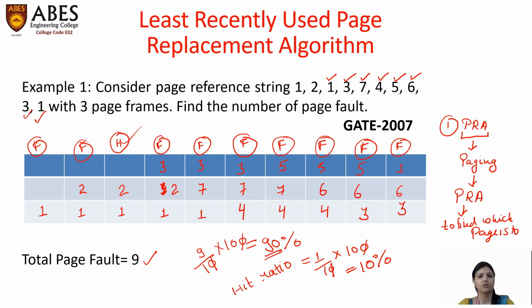The second topic was the least recently used algorithm. The least recently used algorithm says that the page which is least recently used should be replaced when a new page is referred. One example of the least recently used page algorithm was discussed, and after that example, a GATE question was discussed. That's all for the least recently used page replacement algorithm.